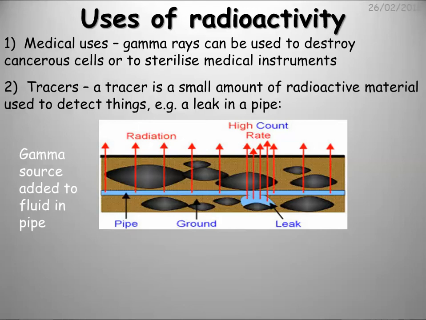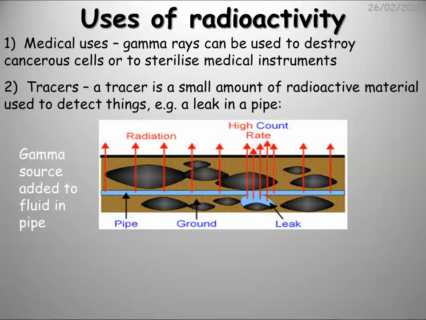Now, why wouldn't we use an alpha source? Well, alpha is unlikely to get through the fluid, so it would not leave the pipe. A beta source, again, would be absorbed by the material in the pipe. Remember, alpha is only absorbed by a bit of paper or 3 centimeters of air. Beta is absorbed by a thin sheet of aluminium or a meter of air, so they just wouldn't get through the pipe, let alone into the soil.